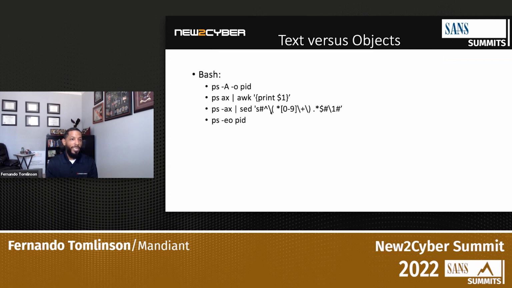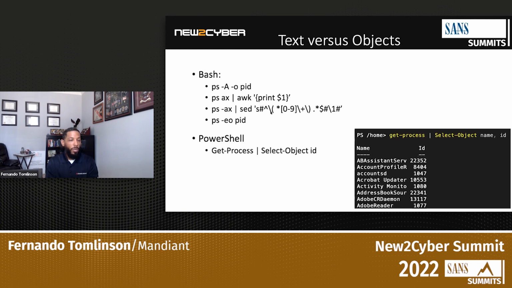And doing that, well, is very cumbersome. It's not something that is easily repeatable. You're really kind of finagling the data and manipulating it. However, with PowerShell, we can literally just do get-process, pipe, which is a straight up and down, and then we can select the object that we care about.